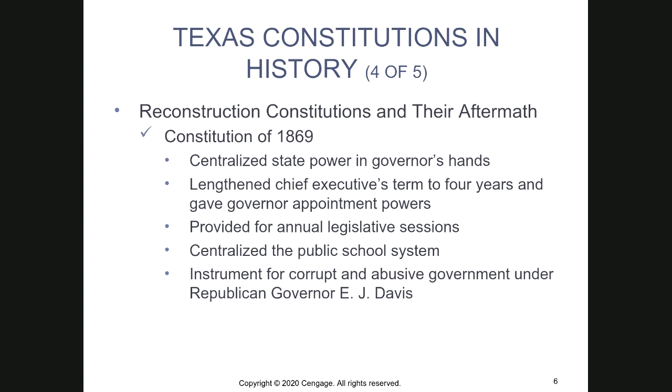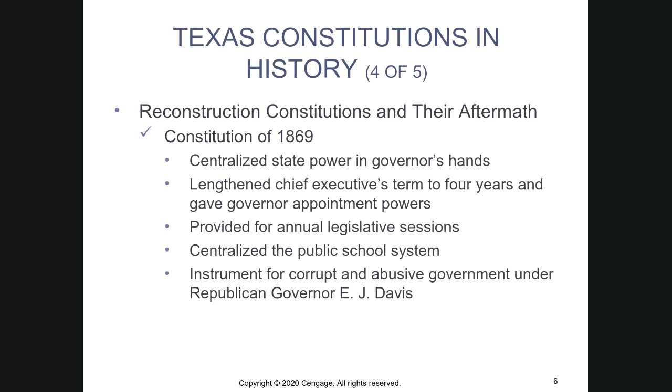The Constitution of 1869 looks markedly different than the other constitutions that we've seen so far or that we see going forward. Before, remember, we said we were all about limiting the power of the state. With the Constitution of 1869, we centralized state power in the governor's hands. So we gave the governor a lot of power. And what we did is we actually went in and we lengthened the governor's term, and then we gave more power to the legislature.